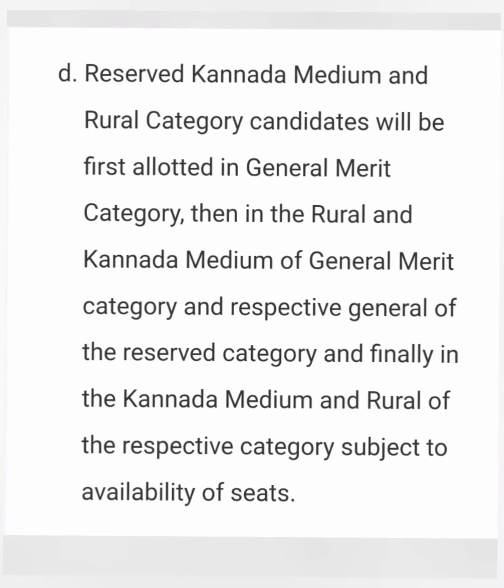Now we will see the details of point D, that is meant for reserved Kannada medium students or the rural category candidates. So in these two categories, again for the first allotment they will check based on their ranks in the general merit category. So if they are getting a seat in the general merit category, they will be allotted in the general merit category. Most of the possibility it will not be available. Then they will be checked in their rural or Kannada medium category, and then they will be allocated a seat if that is available. So the first preference will always be in the general merit category.